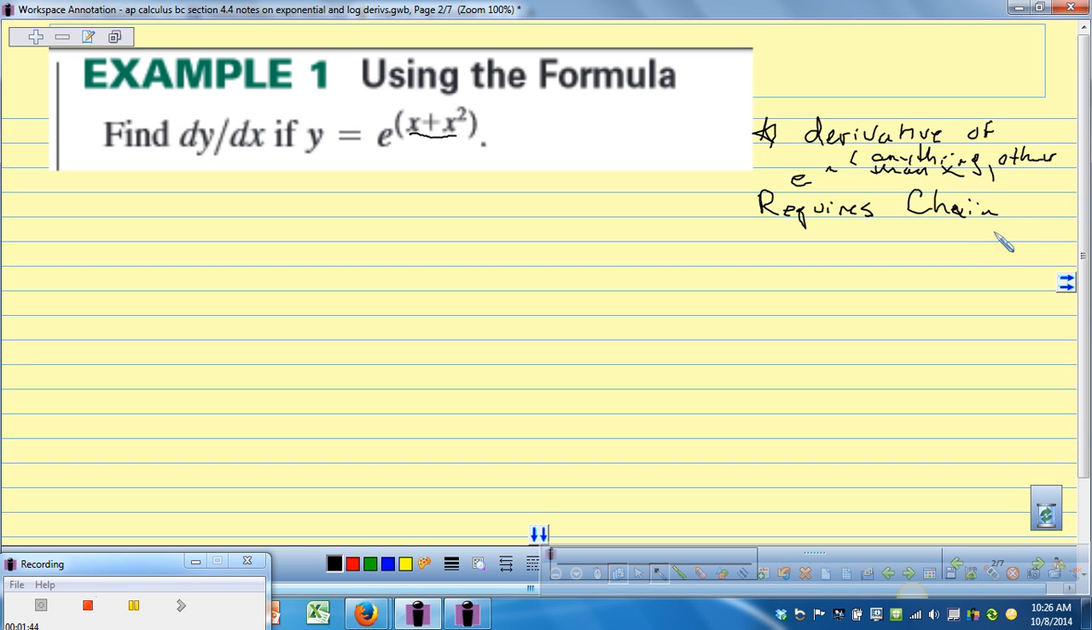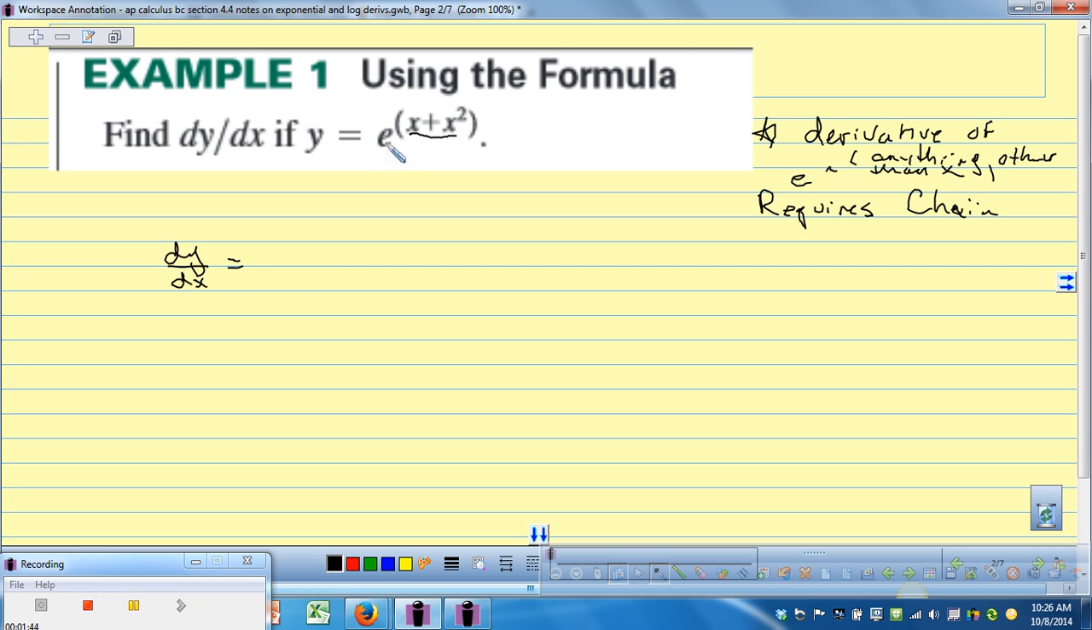Okay? And that's because it's a composition of functions. E to the x is the parent function. E to anything else in terms of x would be a composition. So if we want to find the derivative with respect to x of y equals e to the x plus x squared, dy dx would equal what?